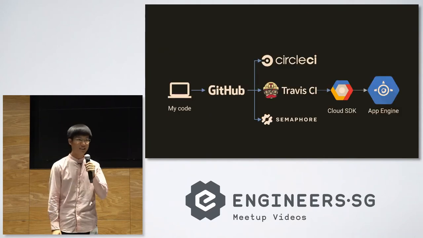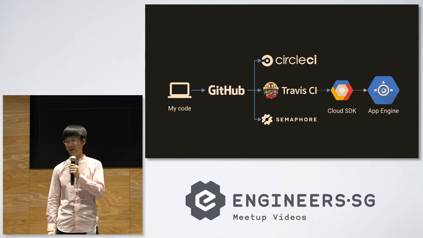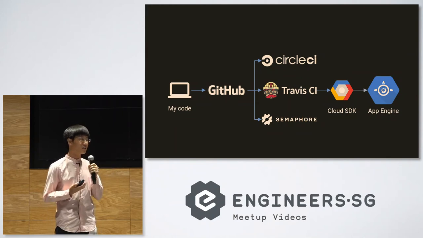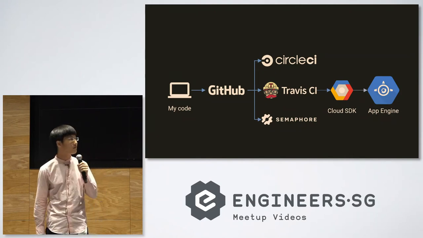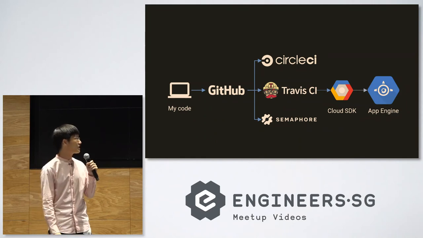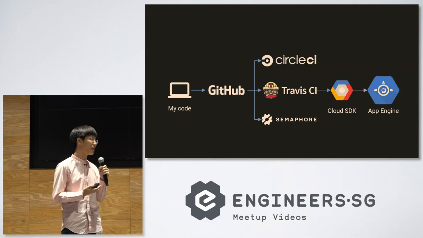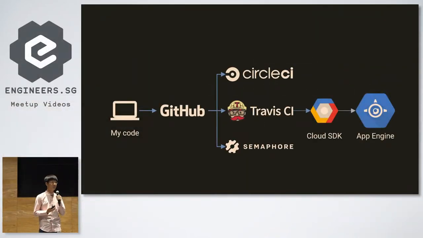And this is a chart of how the pipeline for Bus ETA bot currently looks. After I develop my code, I push it to my GitHub repository and it is automatically pushed to these CI providers that will pull it down and run tests on it. And once these tests pass, the SDK and scripts are invoked by the CI provider automatically, and it pushes the code into App Engine and into production, or staging first actually.